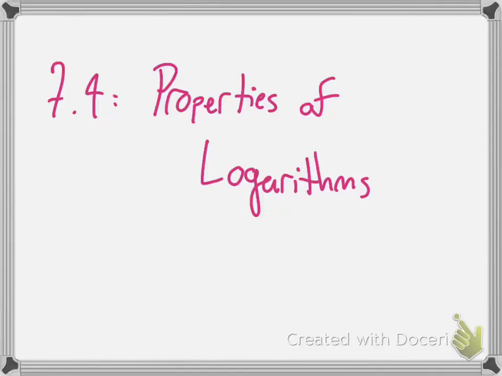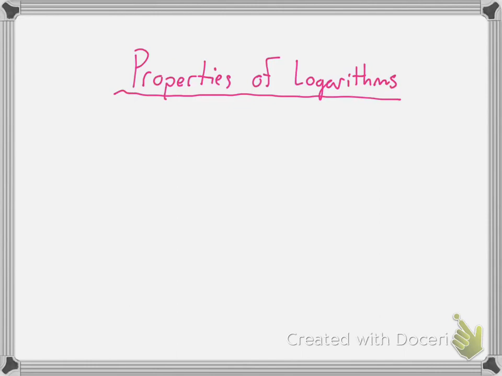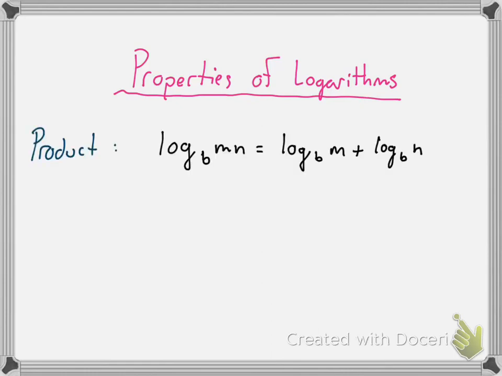In section 7.4, we're going to talk about the properties of logarithms. To start out, there's three main properties of logarithms, and they follow the same properties that exponents have that we learned in chapter 6. The first property is the product property.